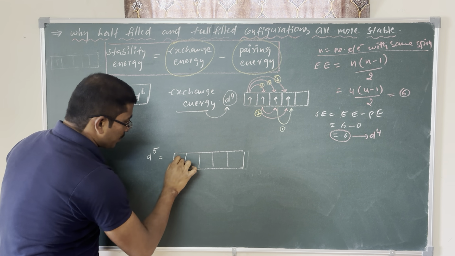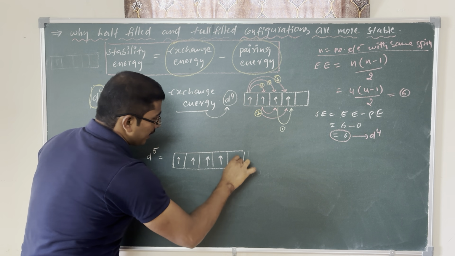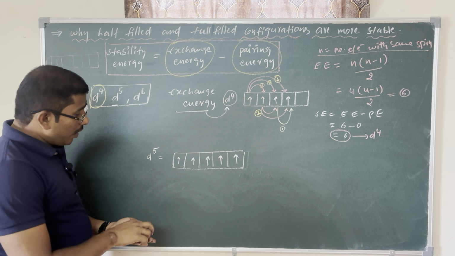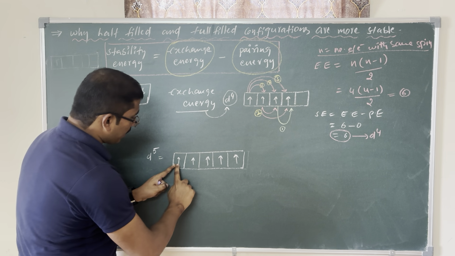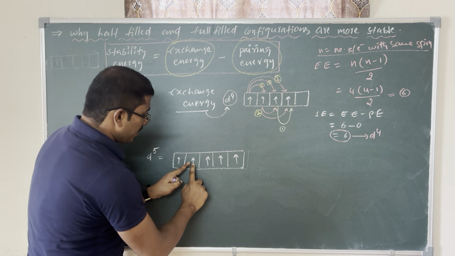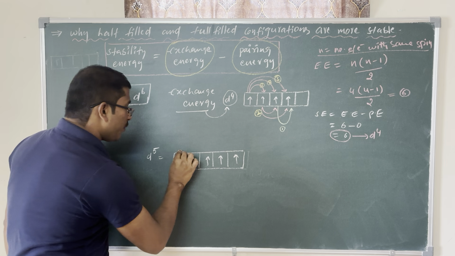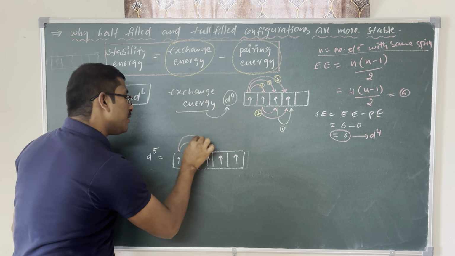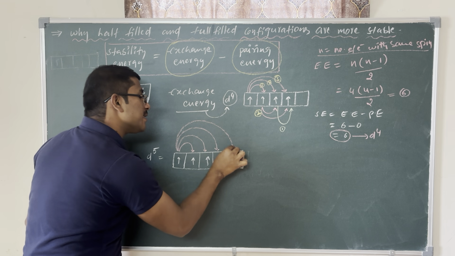Now this is the d5 configuration: each orbital will be filled by a single electron. All electrons have the same spin, clockwise. That means the first electron exchanges with all 4 other electrons, the next exchanges with 3, the next with 2, and the last with 1.